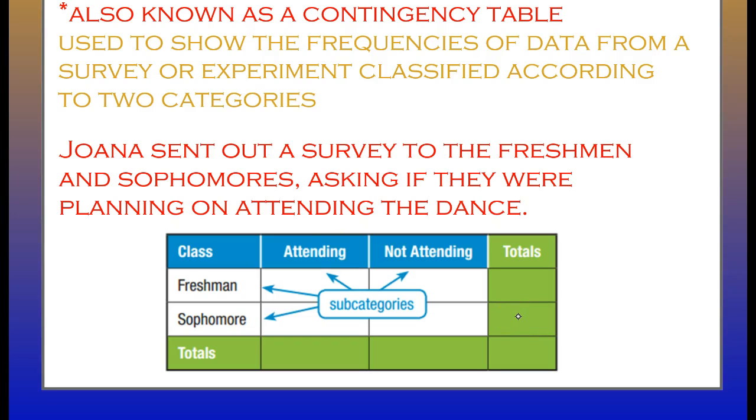Finally, if you look at the columns going down, we can also determine how many people are attending, freshmen and sophomores, and how many people are not attending, both freshmen and sophomores. So as you can see, other than the traditional frequency table, we have different variables going on at the same time.